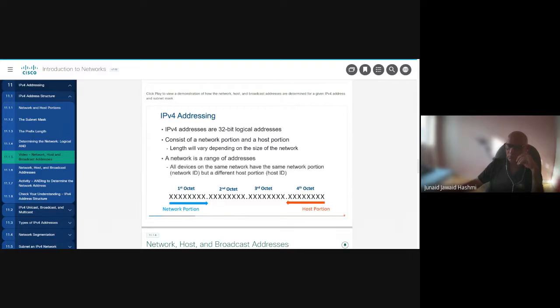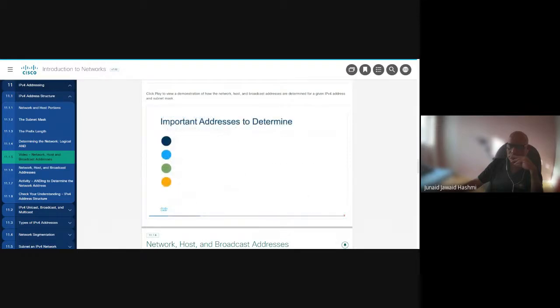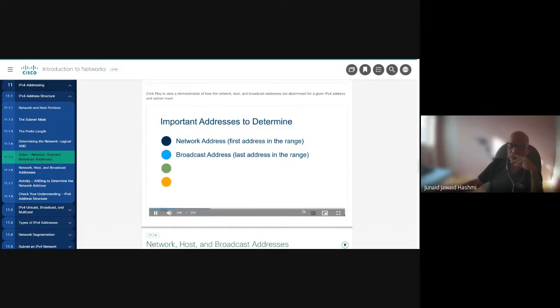A network can be thought of as a range of addresses. All devices on the same network have the same bit pattern for their network ID, but they will have a different host ID. Some addresses in this range are reserved and have a special name and meaning. For example, the first address in the range is used to identify the network itself and cannot be assigned to any host. It is referred to as the network address. The last in the range is called the broadcast address and is used to send a message to all devices on the network.